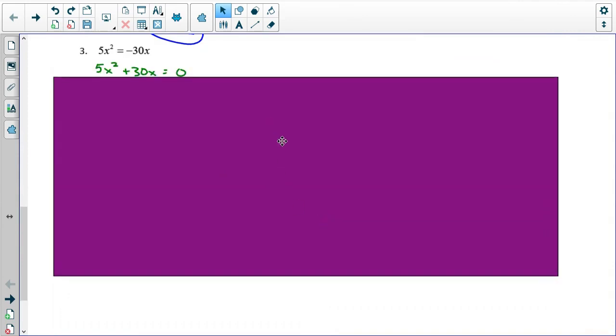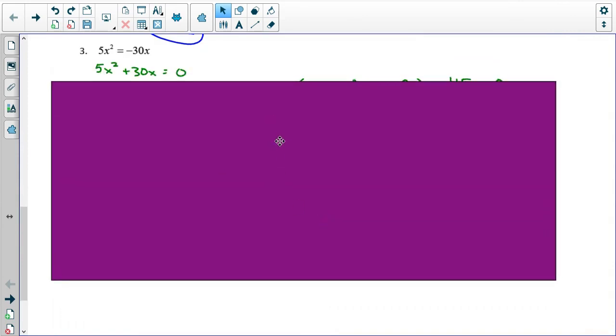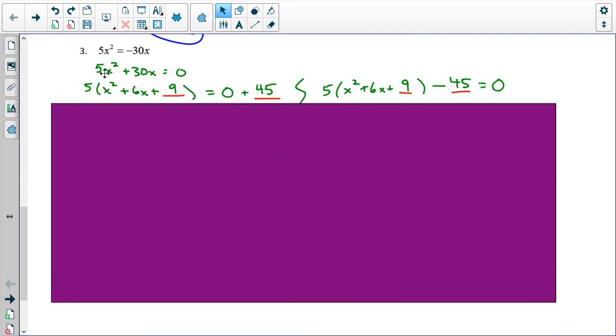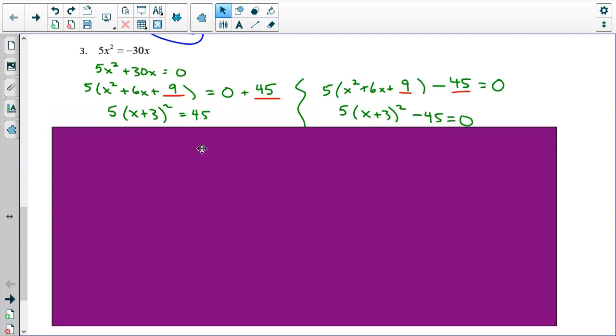Problem 3. I add the 30x over, I factor out a 5 from the first two terms, and then I have these blank spots, which I have to fill. So I divide 6 by 2 and I square it and I get 9. Notice that I'm adding 45, or in this case, if I'm doing it on the same side that I am adding, then I'm subtracting 45.